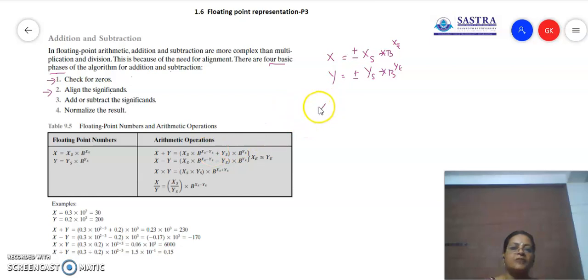If we have been asked to add these two numbers x and y, then what we have to do is add the significands. Before adding the significands, you have to ensure that the exponents are the same. For that purpose, x is multiplied with the base b, and we have the exponent xe. This should not be used as such. We have to compare it with ye, and if there is any difference, xe minus ye should be obtained. And this difference has to be applied to xs.